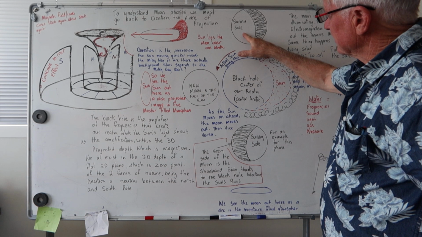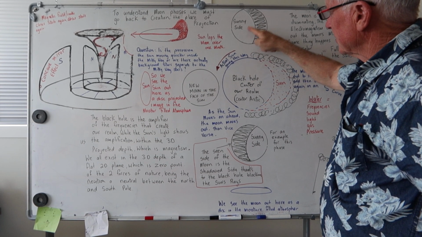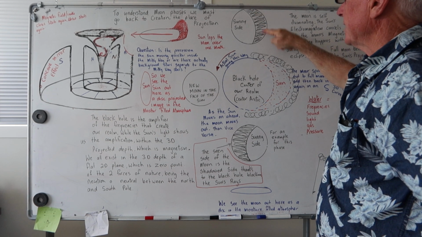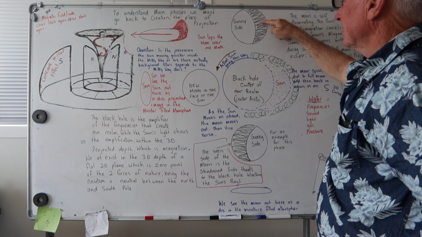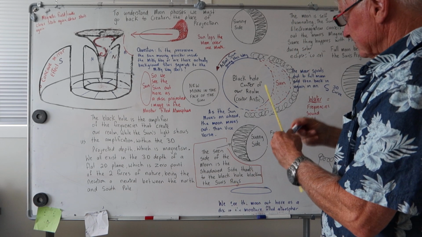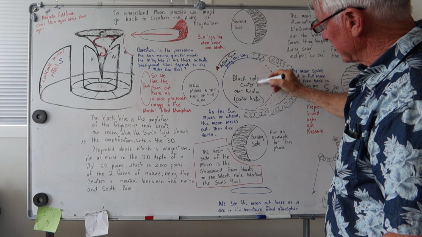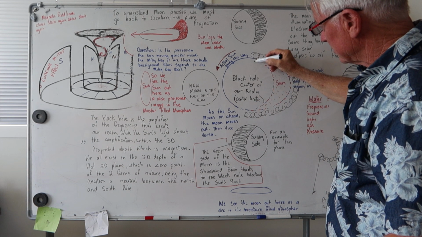That means, you know, that's the sun side. You're not seeing that side of the moon. You're seeing the moon. The moon is self-illuminating. So the part of the moon we see is the part, like that part is shadowed by the black hole.